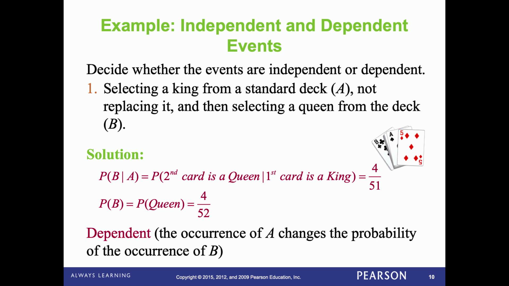Because a king was first chosen, the sample size of 52 cards went down to 51. So the chance of picking a queen after a king has been chosen is 4 out of 51. But if you started with a complete deck, the chance of picking a queen without any other event happening first is 4 out of 52. So these are dependent. They're not independent events.